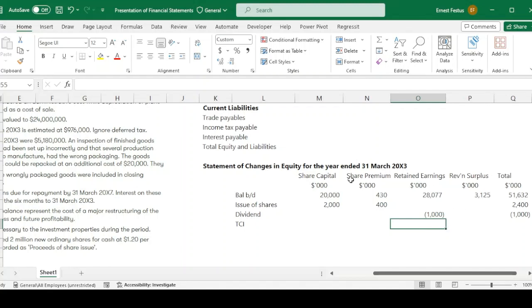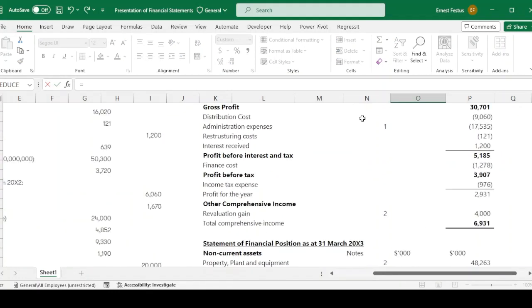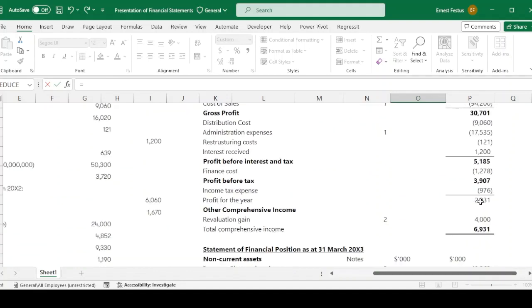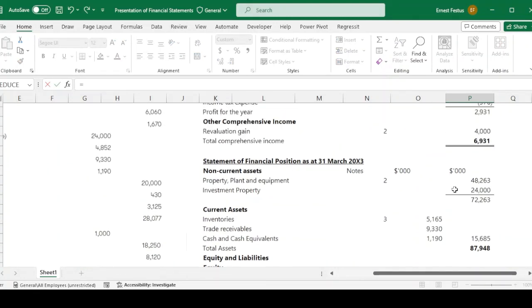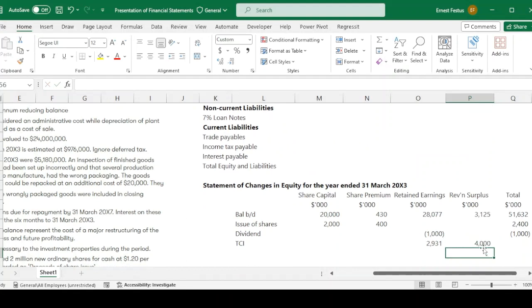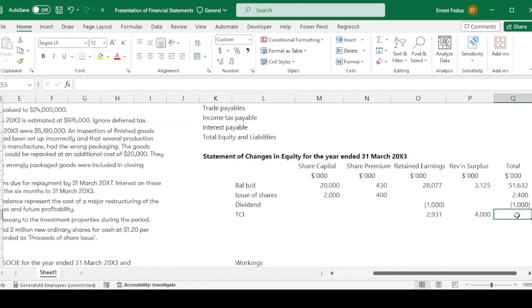So we have our retained earnings taking the profit for the year. So I'll go to my statement of profit for the year here, and then the revaluation surplus, the revaluation gain will also come here, so that we have our total here, total comprehensive income, to be that figure there. So we are done. All you have to do is to add everything together.